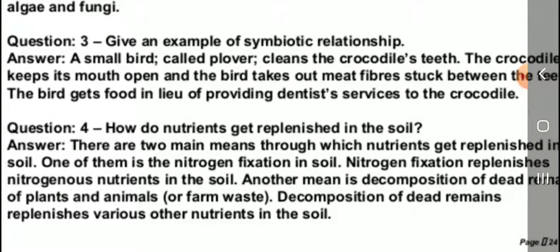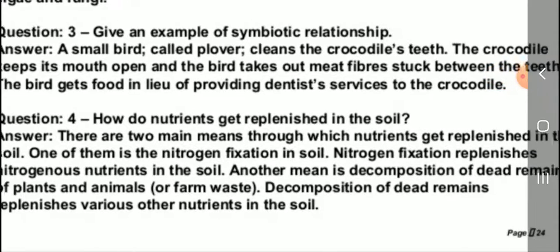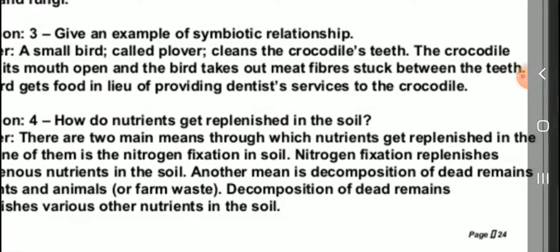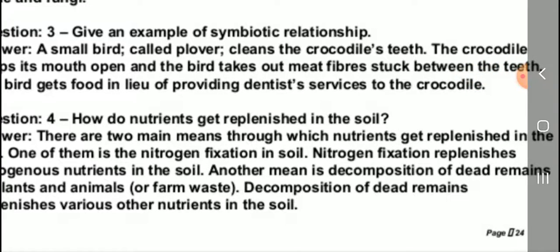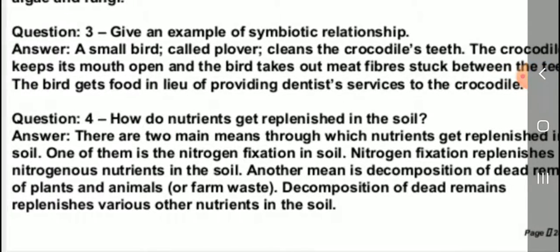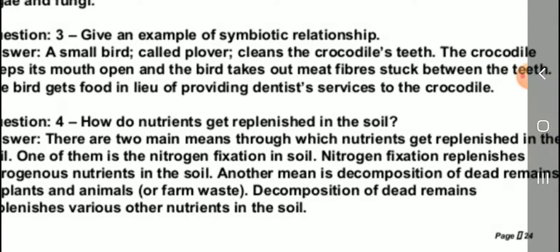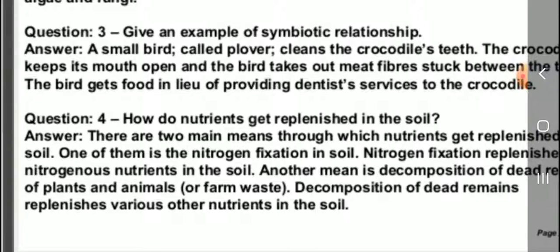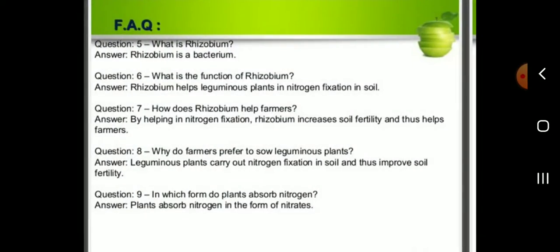Listen. Nitrogen fixation. How do nutrients get replenished in the soil? There are two main means through which nutrients get replenished in the soil. One of them is nitrogen fixation in soil. Nitrogen fixation replenishes nitrogenous nutrients in the soil. Okay, the other means is decomposition of dead remains of plants and animals. Decomposition of dead remains replenishes various other nutrients in the soil. That's all.